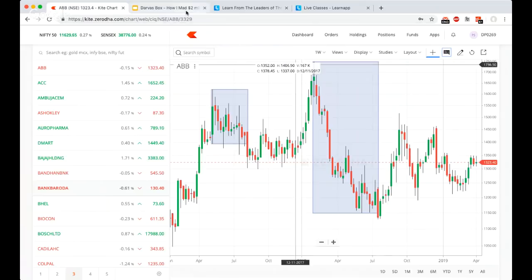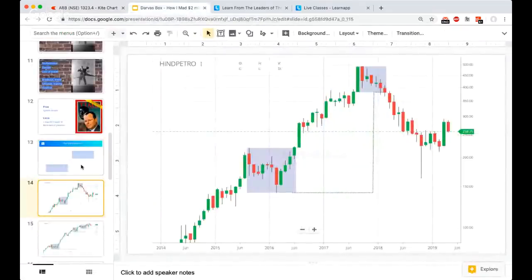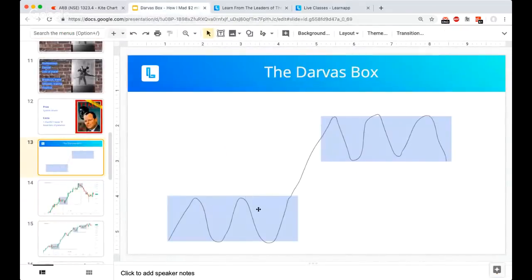Now, how do we trade it? Let me show you the trade. The trade's very simple. When we're in the box, nothing needs to be done. As soon as a bar closes above the box, you can write this down, please. As soon as a bar closes above the box, that's a buy according to Darvis.